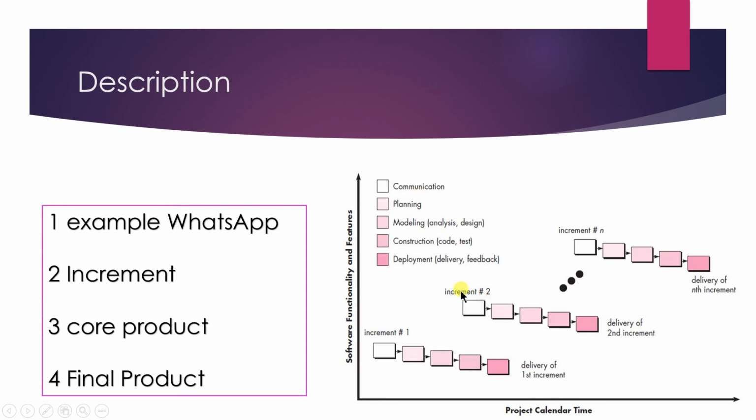In the initial phase of increment 2, we use the core product of the final increment 1, and the five steps are repeated: communication, planning, modeling, construction, deployment. Again we get a second product, which is known as the second increment. Like in WhatsApp, every new feature is equal to an increment. Like that, increment n means the process has been done n times, and the final delivery will be the product. After each increment we can also take customer reviews, and we can decide what features have to be kept and what features have to be removed.